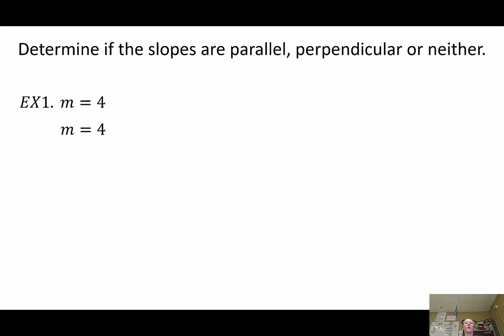Okay, so we're going to determine if the slopes are parallel, perpendicular, or neither. Also, we could use the word intersecting. So the first thing I'm looking at, I've got a slope of 4 and a slope of 4. Are they the same? Yes. So they are parallel.